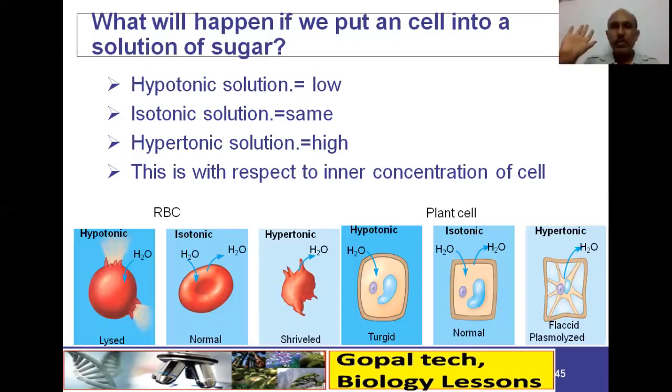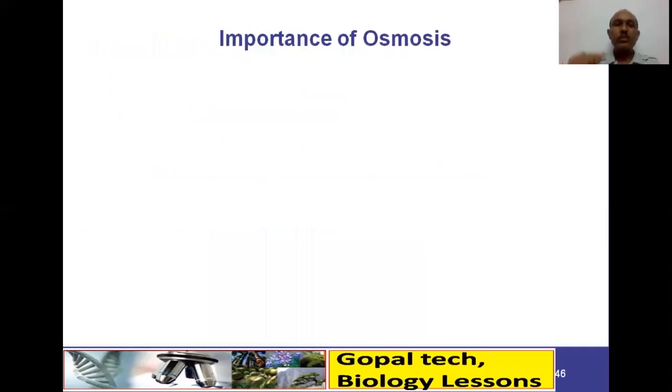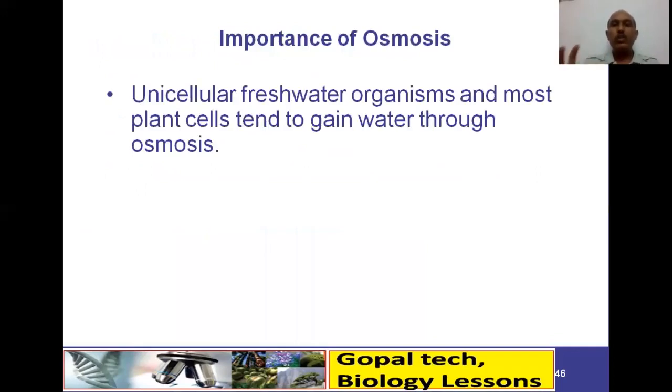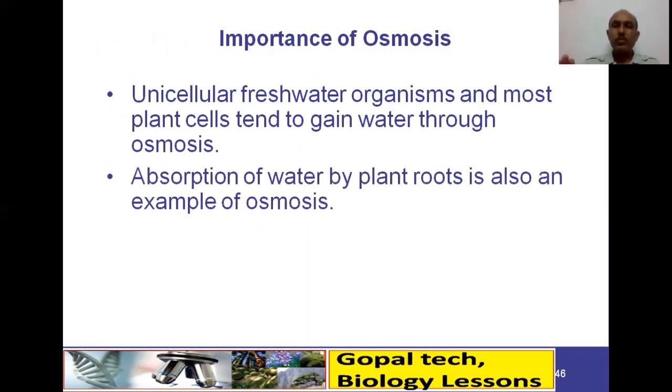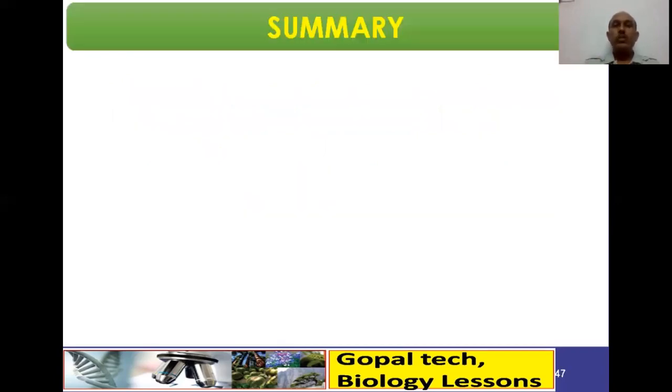What is the importance of osmosis? In unicellular freshwater organisms, most plant cells or animal cells gain water through osmosis. Entry of water will take place only by osmosis. Absorption of water by plant roots is also an example of osmosis. So this is what you have studied.